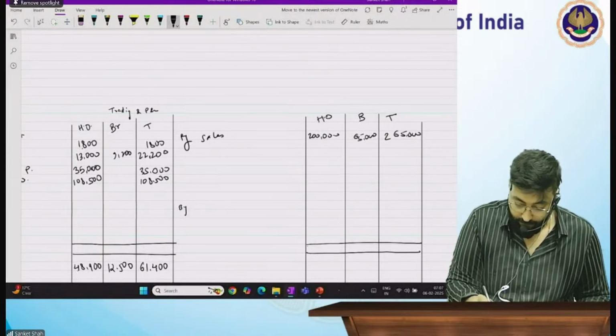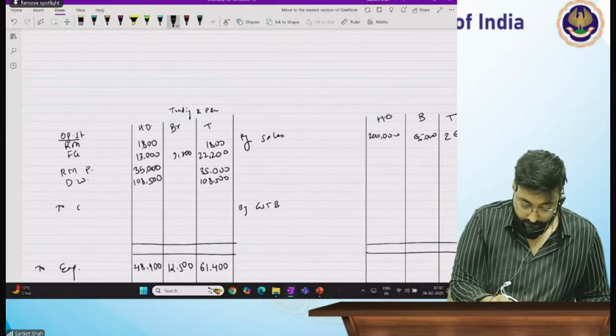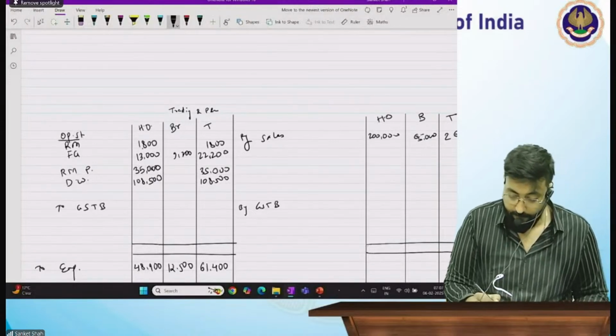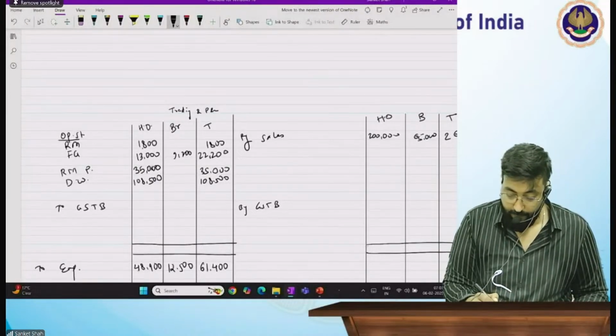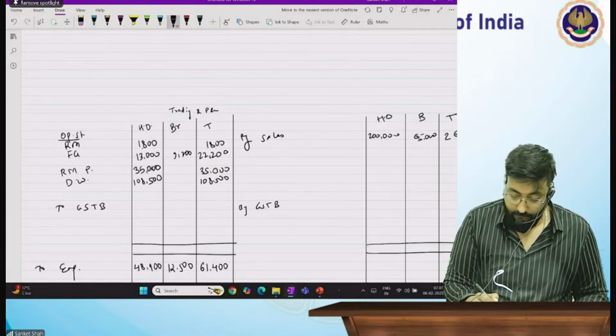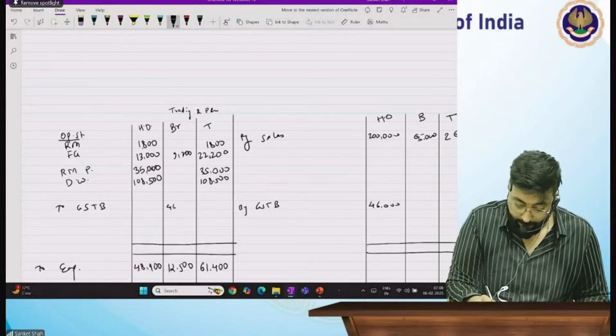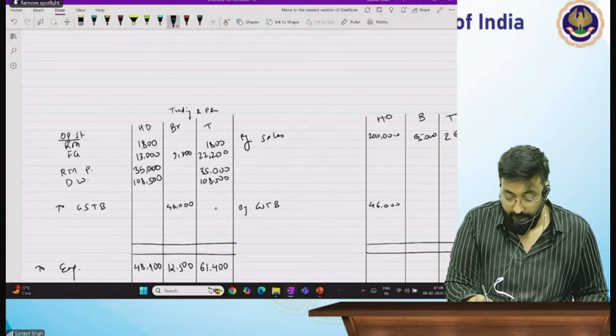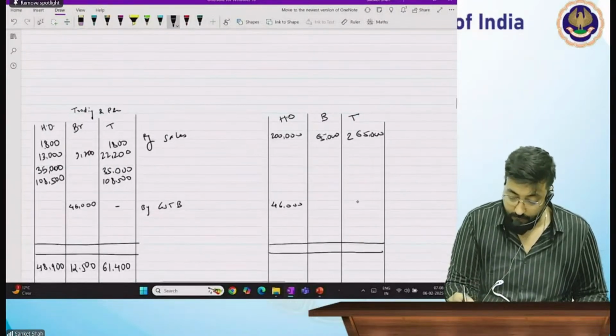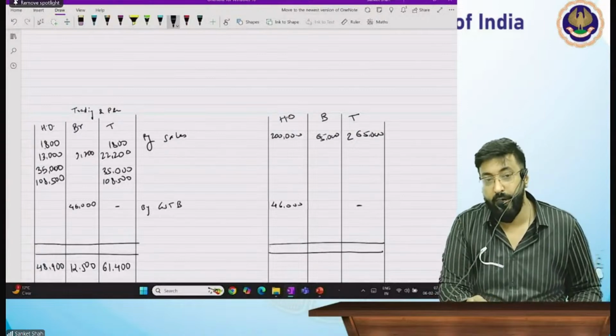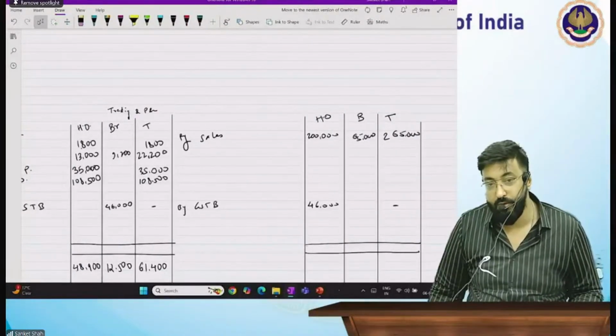Then goods sent to branch and goods received from head office. So there is goods in transit. For head office it is by goods sent to branch 46,000, and for branch it is to goods received from head office 46,000. Should I write it in total column also? No, sir, don't write it in total column. Understood? Yes, sir.